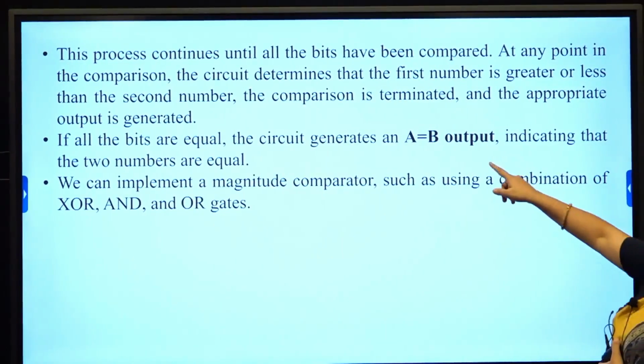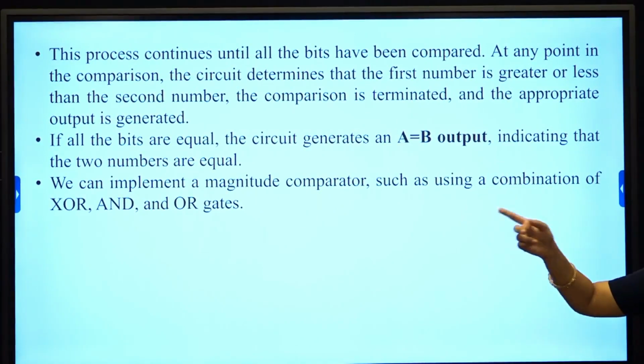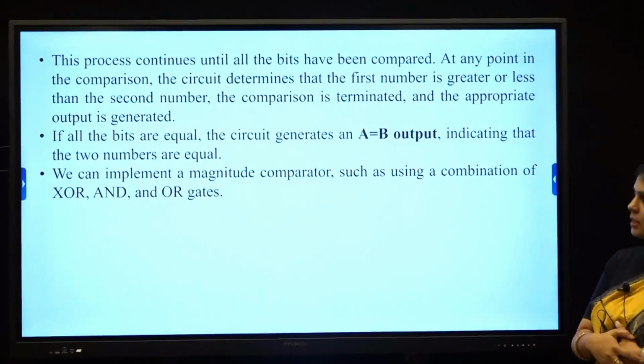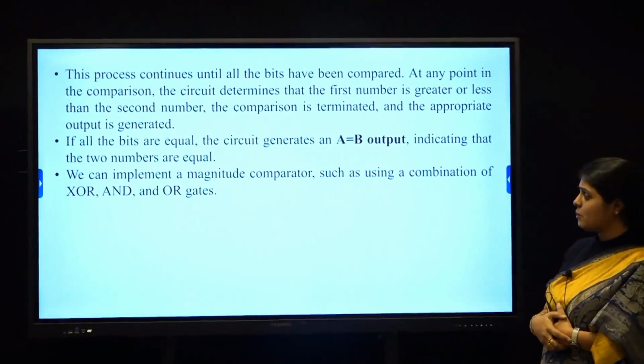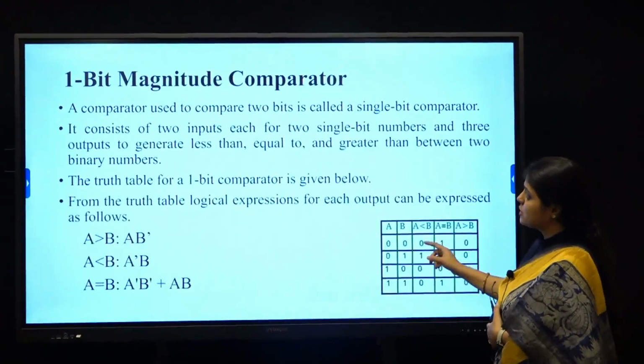If all the bits are equal, A equal to B. If the first number is greater, A greater than B. If the first number is smaller, A less than B. We can design this magnitude comparator using AND gates, OR gates and XOR gates. Let's look into the design.